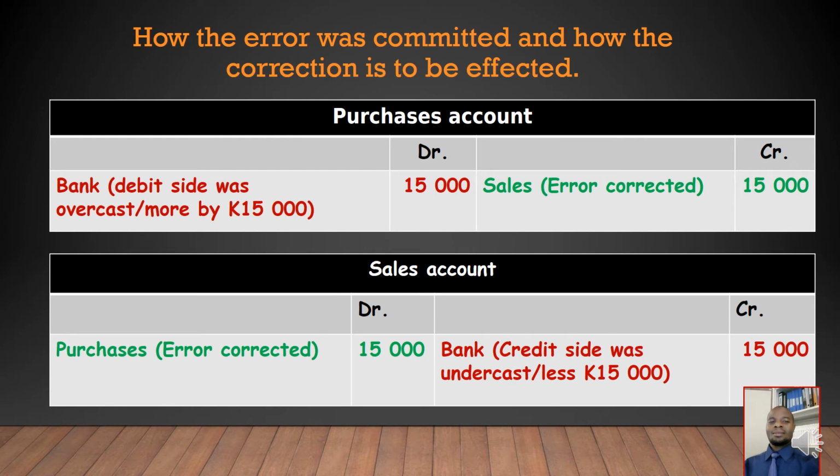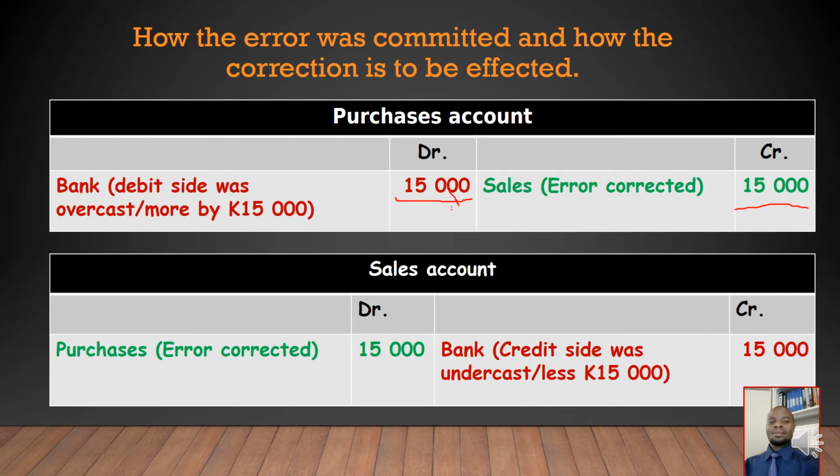The purchases account, we are told, was overcast by 15,000, meaning that there was a 15,000 kwacha on the debit side of the purchases account which should not have been there. And there was also a $15,000 on the credit side of the sales account which should not have been there. So what do we do? We cancel this $15,000 by subtracting. How do we subtract from an expense account? We credit. So we make an opposite entry on the credit side of the purchases account to cancel this $15,000.